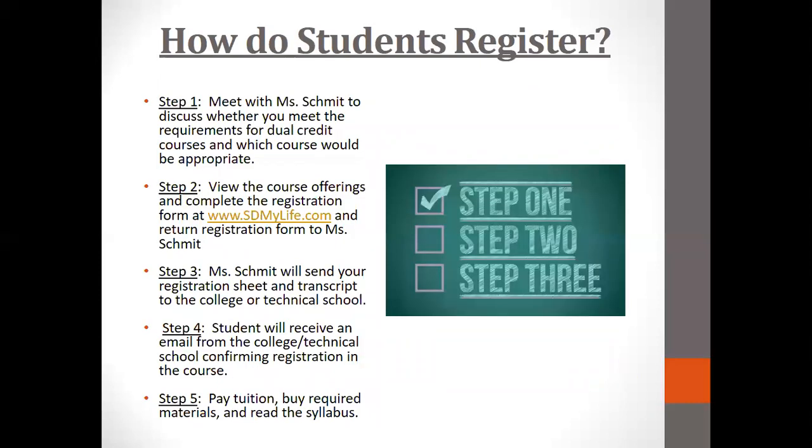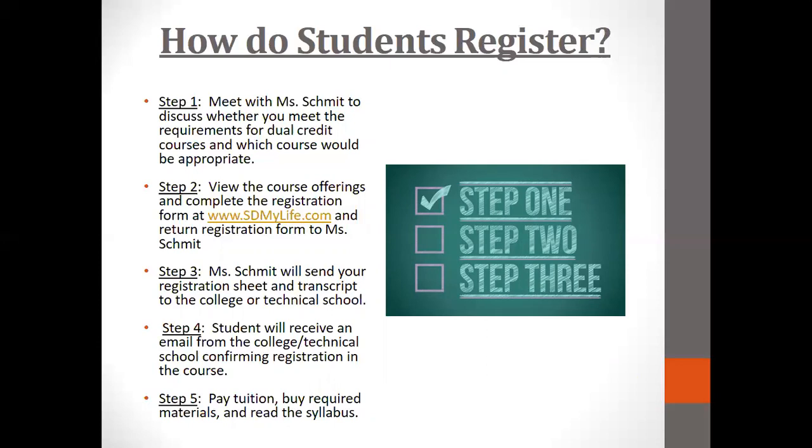How do you register? Step 1, meet with me to discuss whether you meet the requirements for dual credit courses and which course would be most appropriate for you. Step 2, you can view the course offerings and complete the registration form. There's a form at sdmylife.com. And then you return the registration form to Ms. Schmidt, me. Or there's an online version too, instead of just the written form.